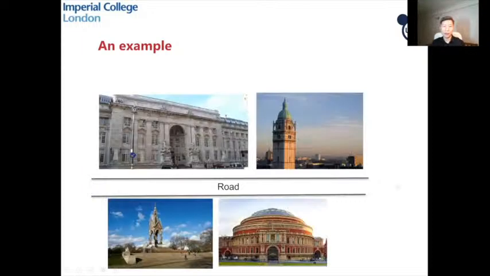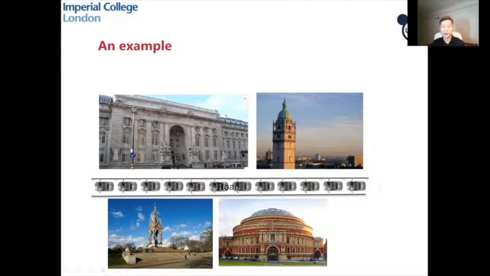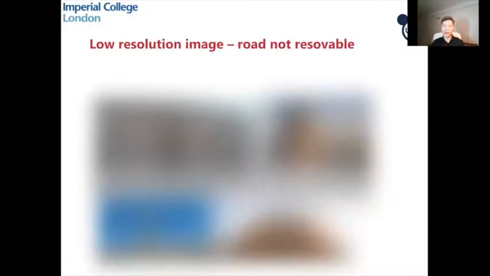Of course, there are buildings and structures surrounding this road, and there are cars on the road. But if my camera is really high up in the sky, the image could be very blurred and the resolution might not be enough. So I will get a very low resolution image and the road is not resolvable. How can I resolve this road? How can I get a super resolution image of this road?